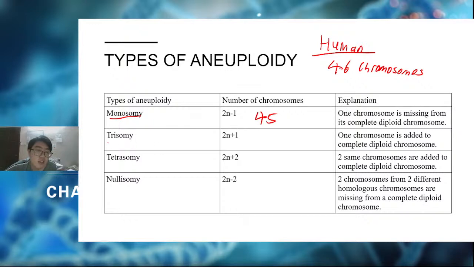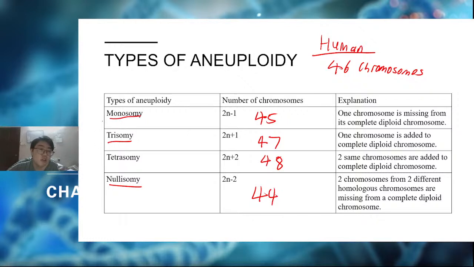And for trisomy, there is one extra chromosome inside the organism. Like human, it contains 47. For tetrasomy, it adds 2 more. Like human, it will contain 48 chromosomes. Two of the same chromosome are added. And for nullisomy, it is minus 2. Two chromosomes are absent. So for human, it is 44 chromosomes. So these are types of aneuploidy.